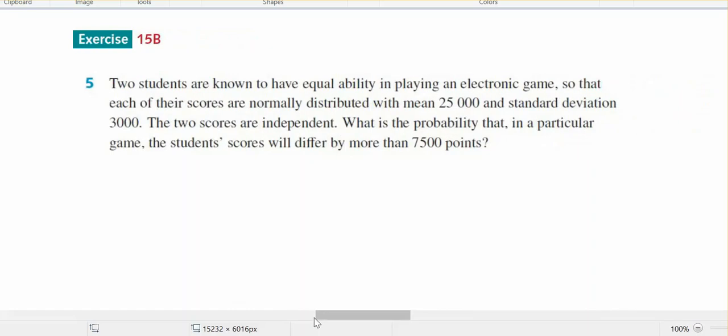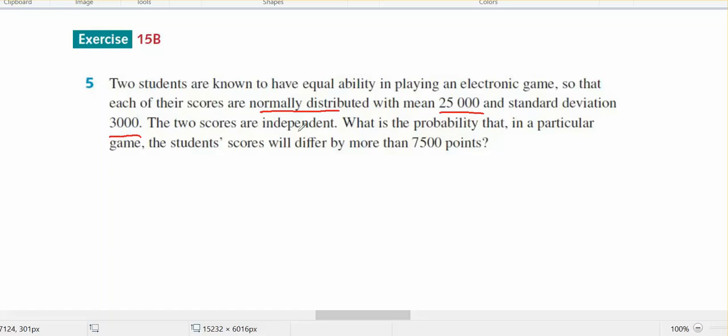Question number 5 in 15B. Two students are known to have an equal ability at playing an electronic game so that each of their scores are normally distributed with a mean of 25,000 and a standard deviation of 3,000. The two scores are independent.